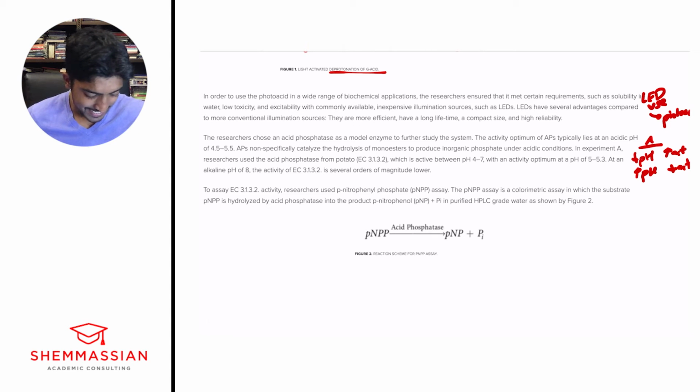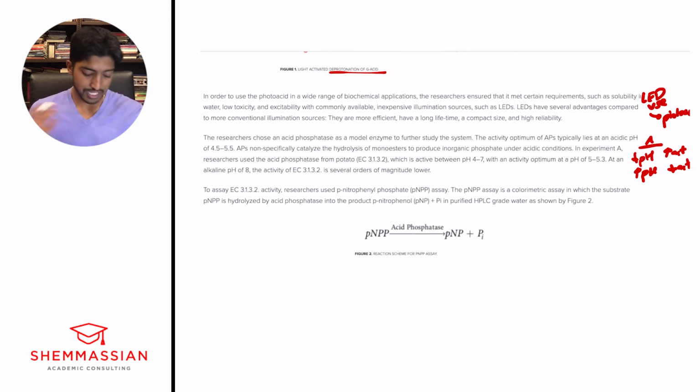To assay EC 3.1.3.2 activity, researchers used PNPP assay. The PNPP assay is a colorimetric assay in which the substrate PNPP is hydrolyzed by acid phosphatase into the product P-nitrophenol, PNP, plus Pi, and purified HPLC grade water as shown by figure 2.